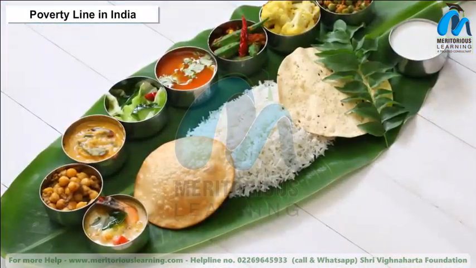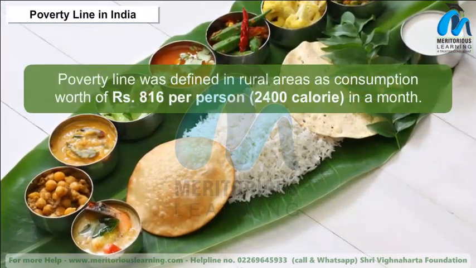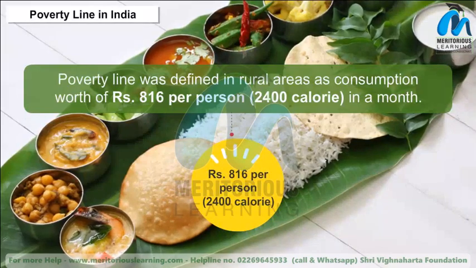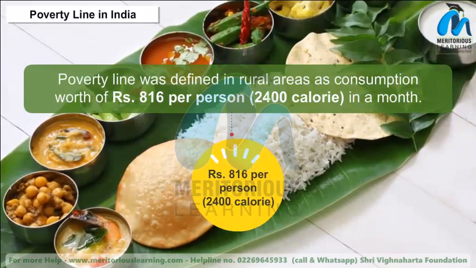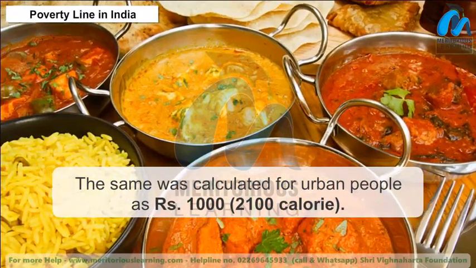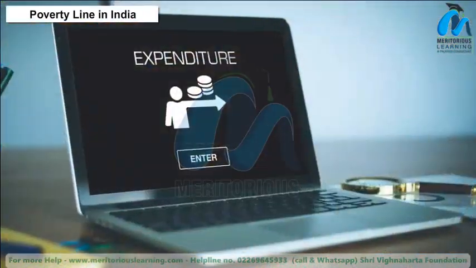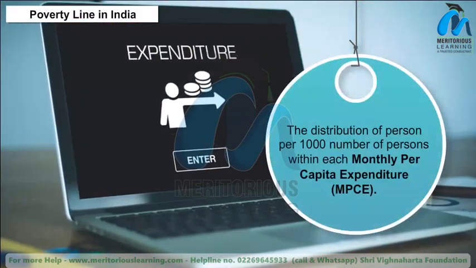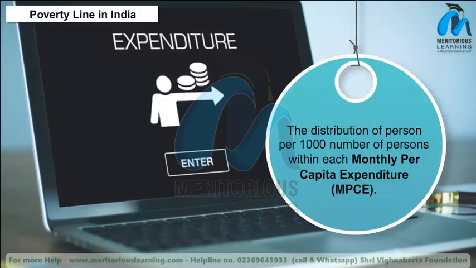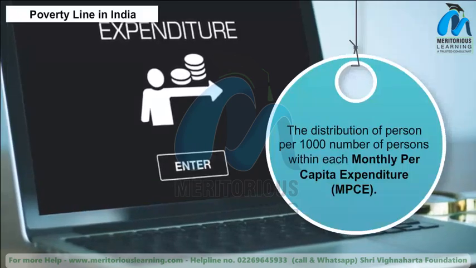As per calorie intake in 2011-2012, the poverty line was defined in rural areas as consumption worth 816 rupees per person, that is 2400 calories, in a month. The same was calculated for urban people as 1000 rupees, that is 2100 calories. On the other hand, the distribution of persons per thousand number of persons within each monthly per capita expenditure or MPCE bracket was obtained by the NSS Consumer Expenditure Survey.